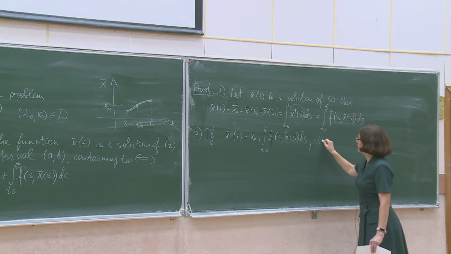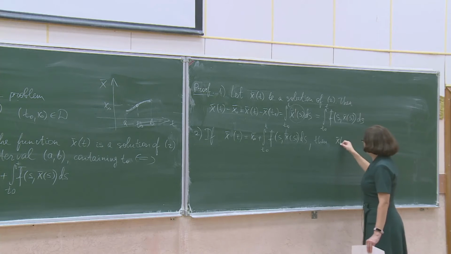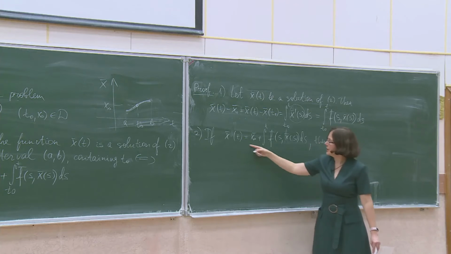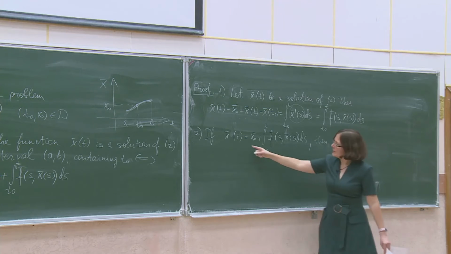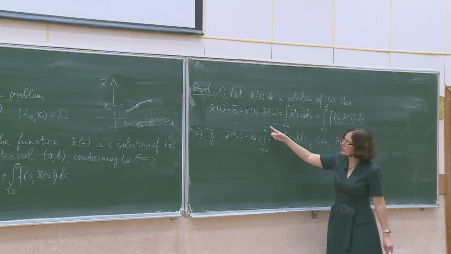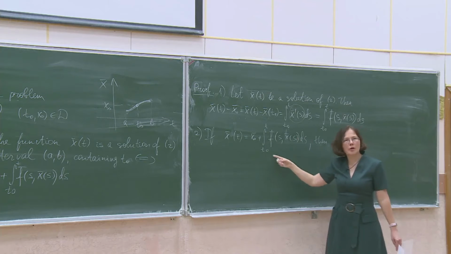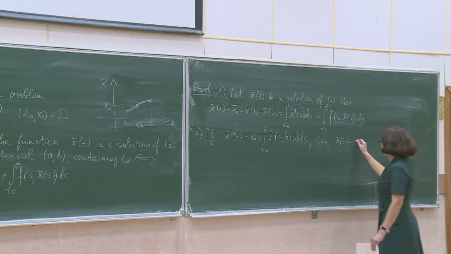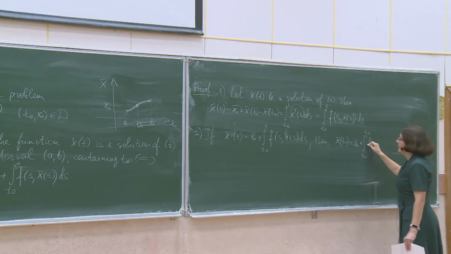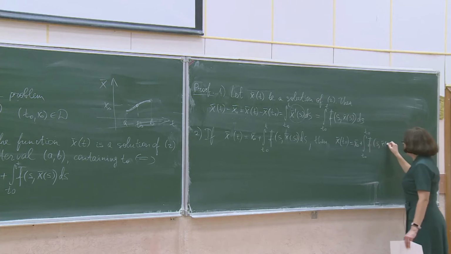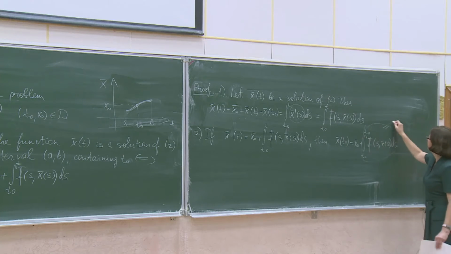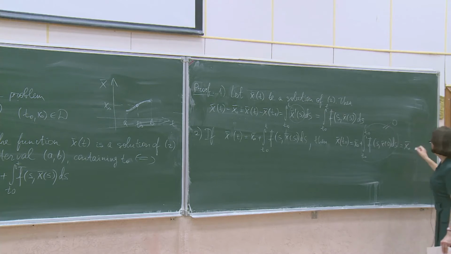then we check x of t0. What is x of t0? If x of t satisfies this, then if we substitute t0 for t, we have the integral from t0 to t0, and this integral will be equal to 0, right? So it is equal to x0.